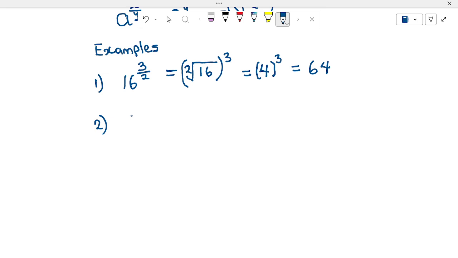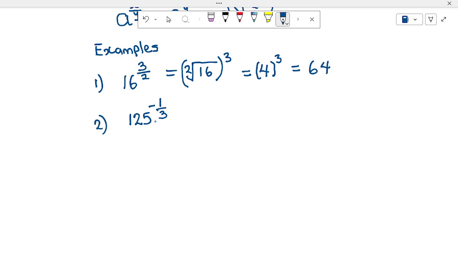All right. Let's take this: 125 raised to power minus 1 all over 3.